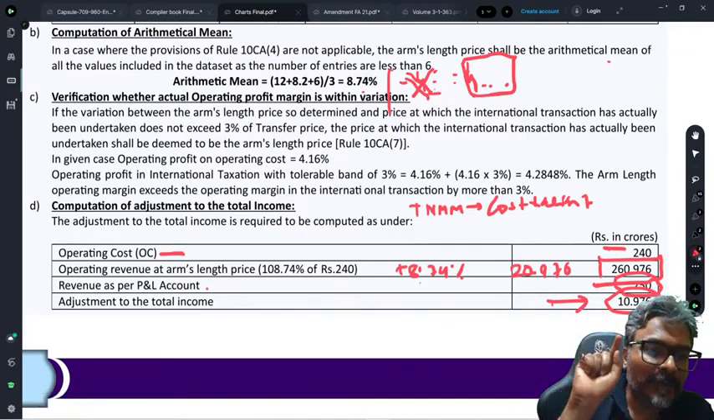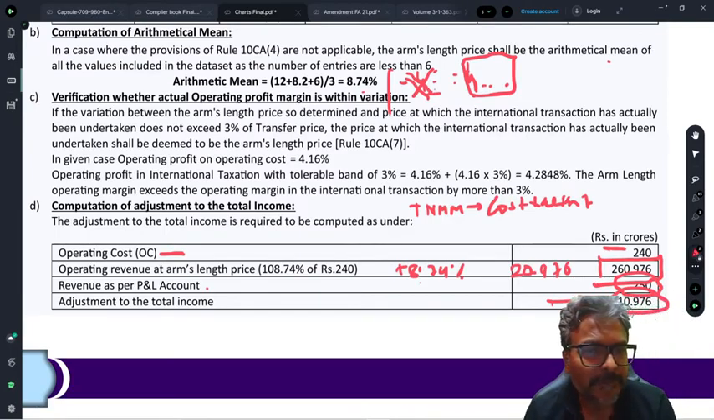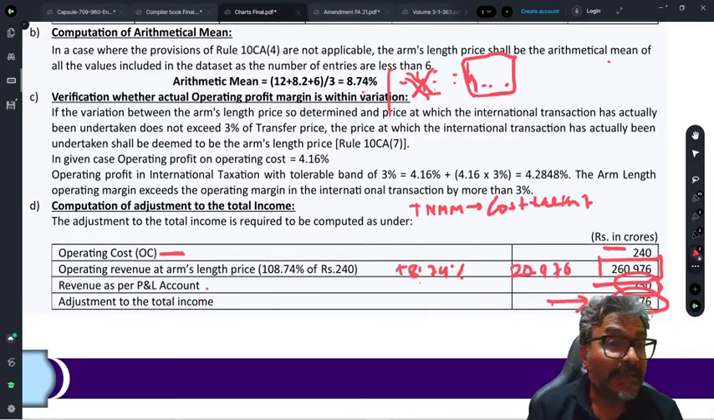Did you all get this one? This would be my transfer pricing adjustment. I hope that every one of you is clear with this. Any query on this method, I am open to that now. I'm open to that, because I do understand many of you are doing this for the very first time.